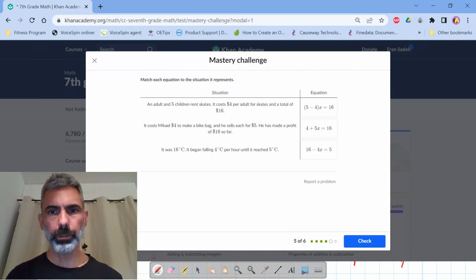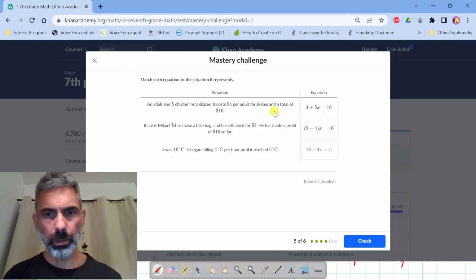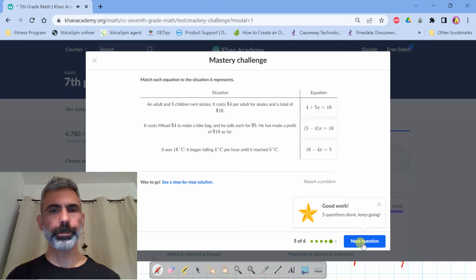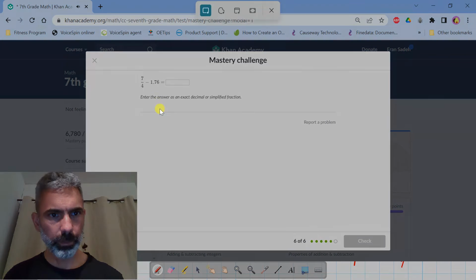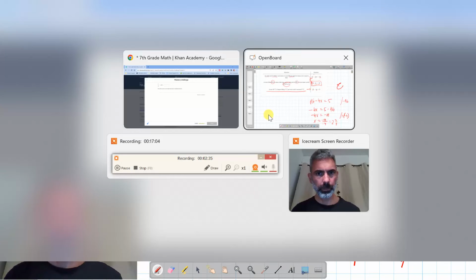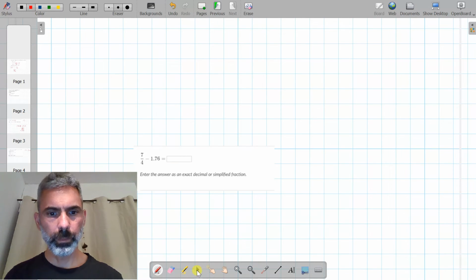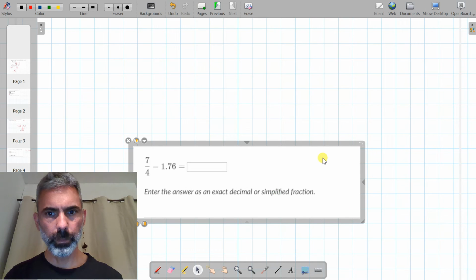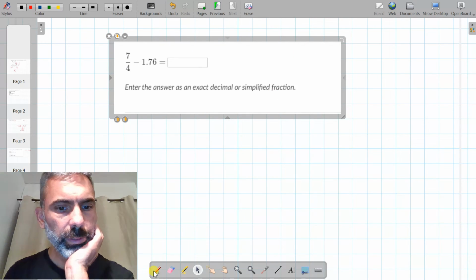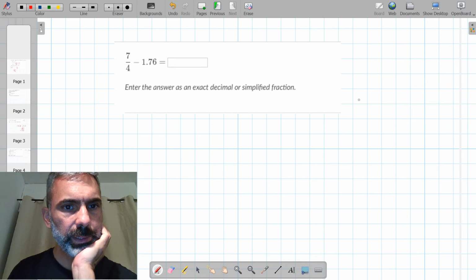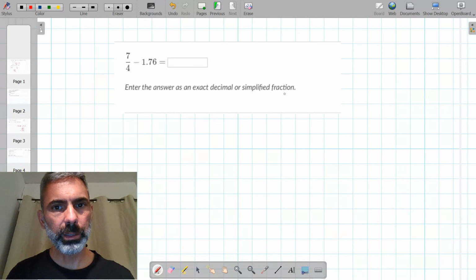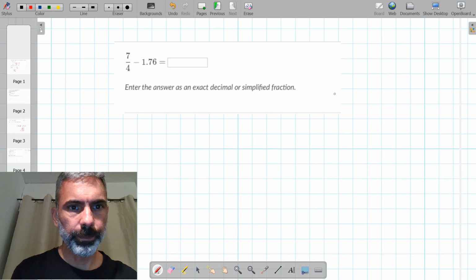Okay, so $4 and 5 children, and here, okay, so this is the correct order. Good. Next: 7/4 minus 1.76. Enter the answer as an exact decimal or simplified fraction.